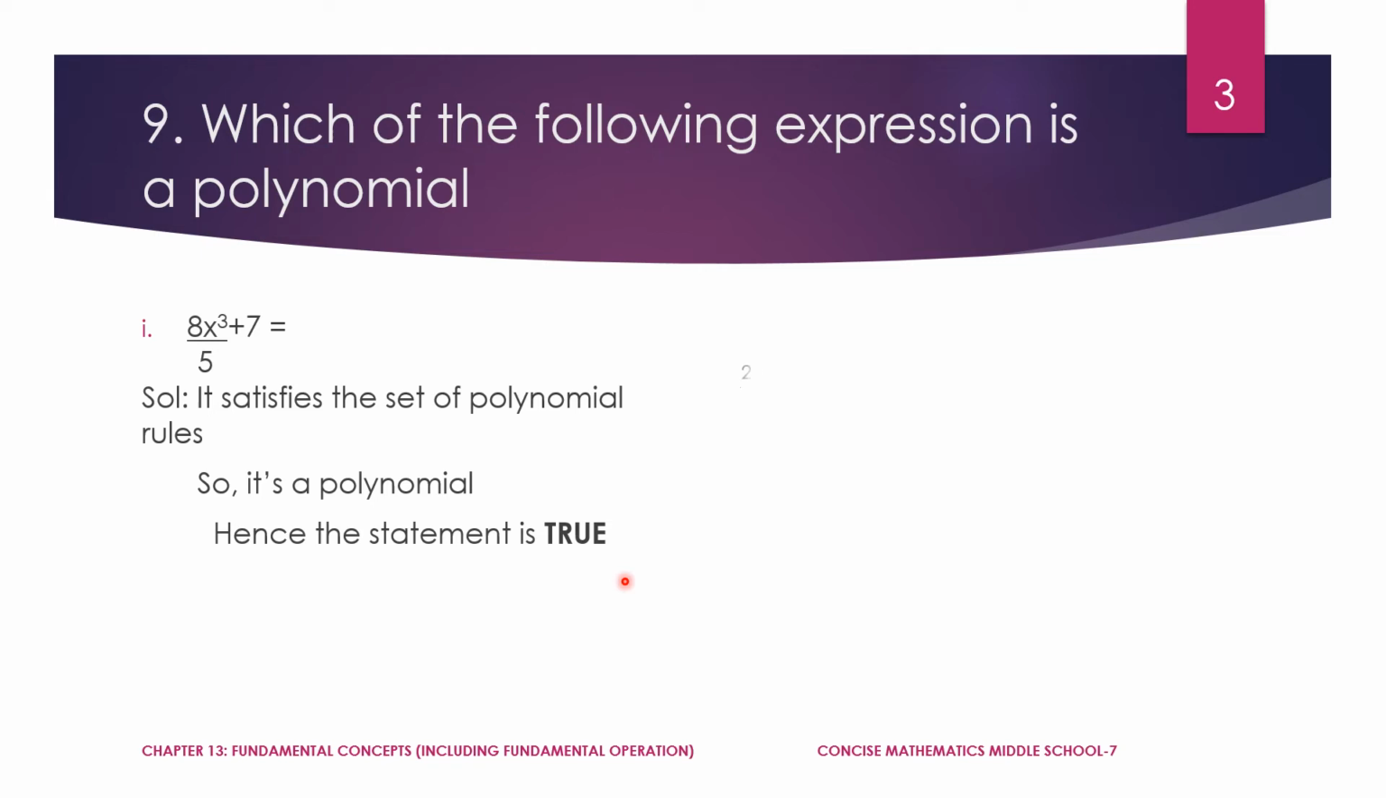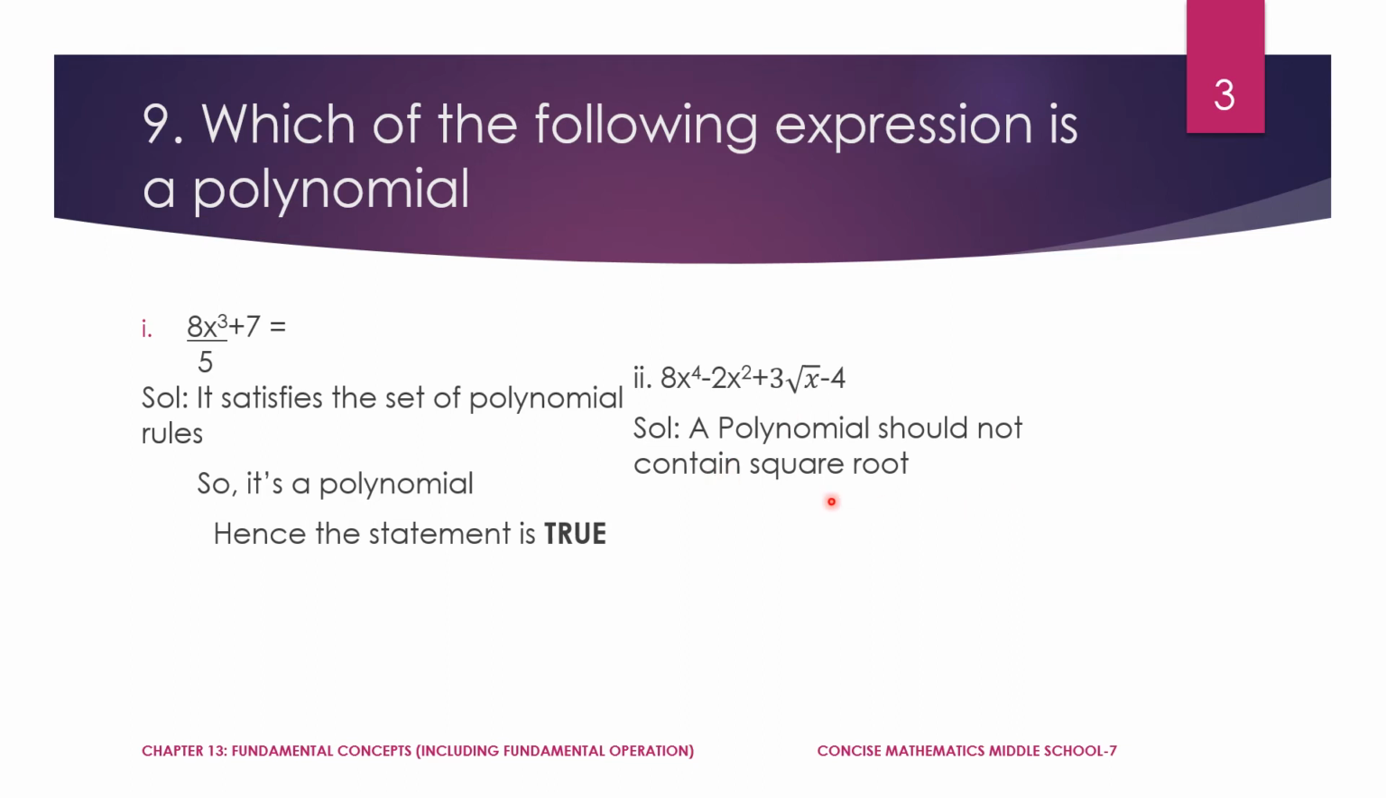Okay, let's move on to the second example. 8x to the power of 4 minus 2x square plus 3 root x minus 4. Previously, when I was explaining the 5 rules, I already said that the expression should not contain a square root, right? The polynomial should not contain a square root, and this expression has a square root, so it does not come under polynomial. So the statement is false.